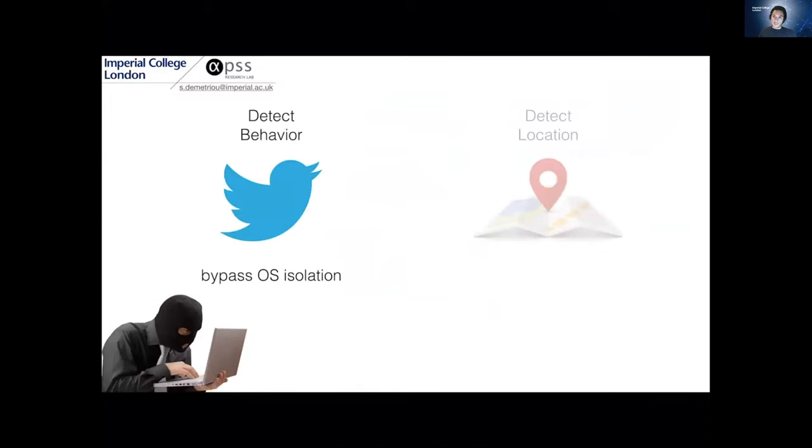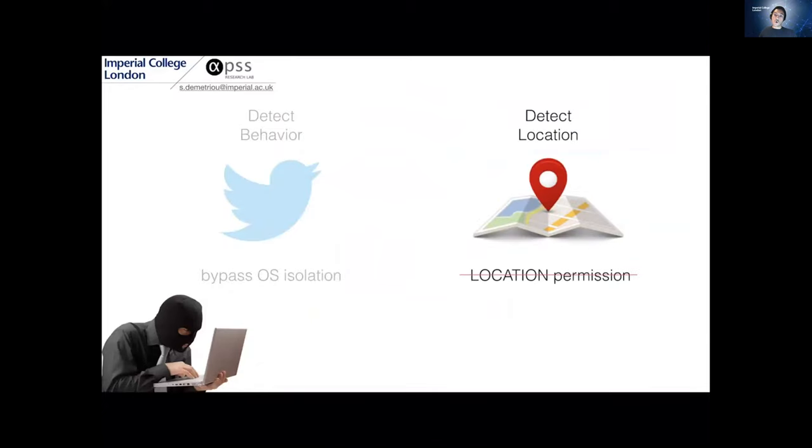Now, for the attack to succeed, the adversary also needs to know from where the tweets have been posted. And we demonstrated that this can be done by any app without even requesting the location permission or having location privileges on the Android operating system. And as such, it can be stealthy to both the user and the operating system.